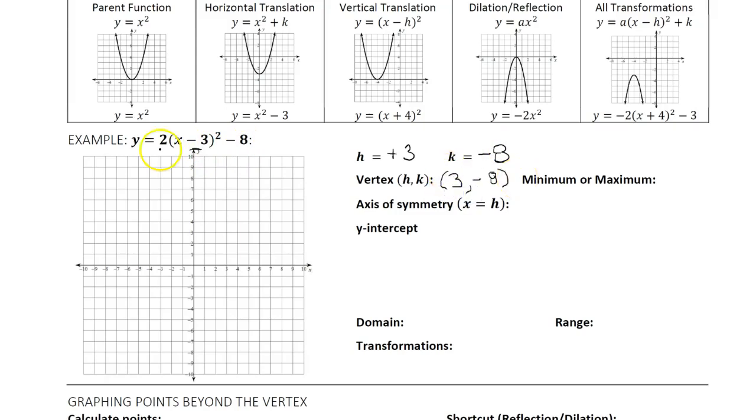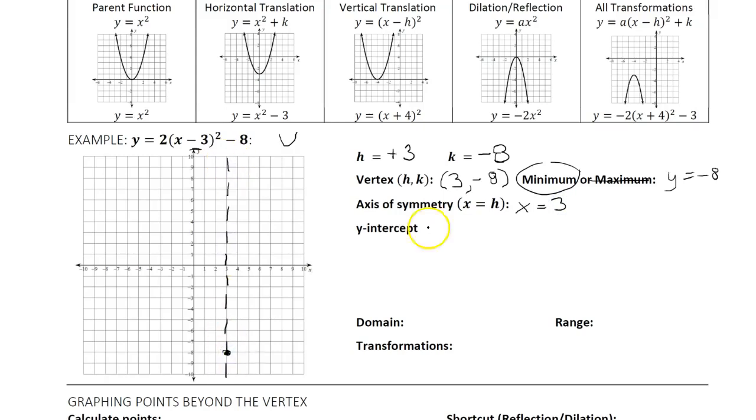A is the number 2, which is positive. That means this parabola opens upwards. It has a minimum at y equals -8. The axis of symmetry is x equals 3. Graph the axis of symmetry and the vertex.